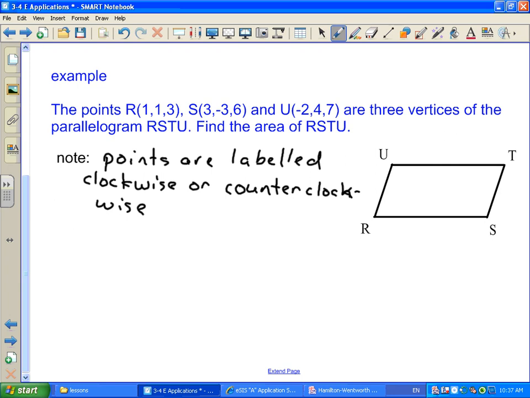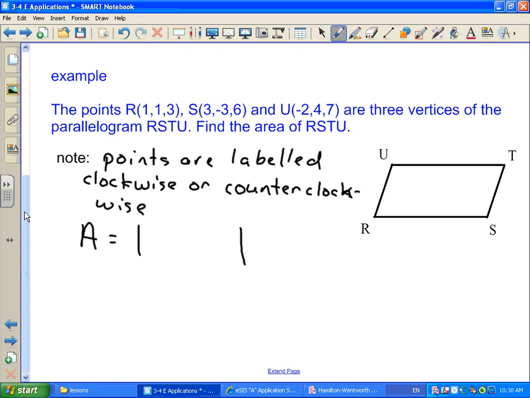Okay, so back to our question here. Find the area of RSTU. Well, based on what we did up above there, we know that our area is going to be the magnitude of the cross product of two vectors. So we have to choose two vectors that are going to define the two sides of our parallelogram here. And we have to choose our vectors in a specific way.